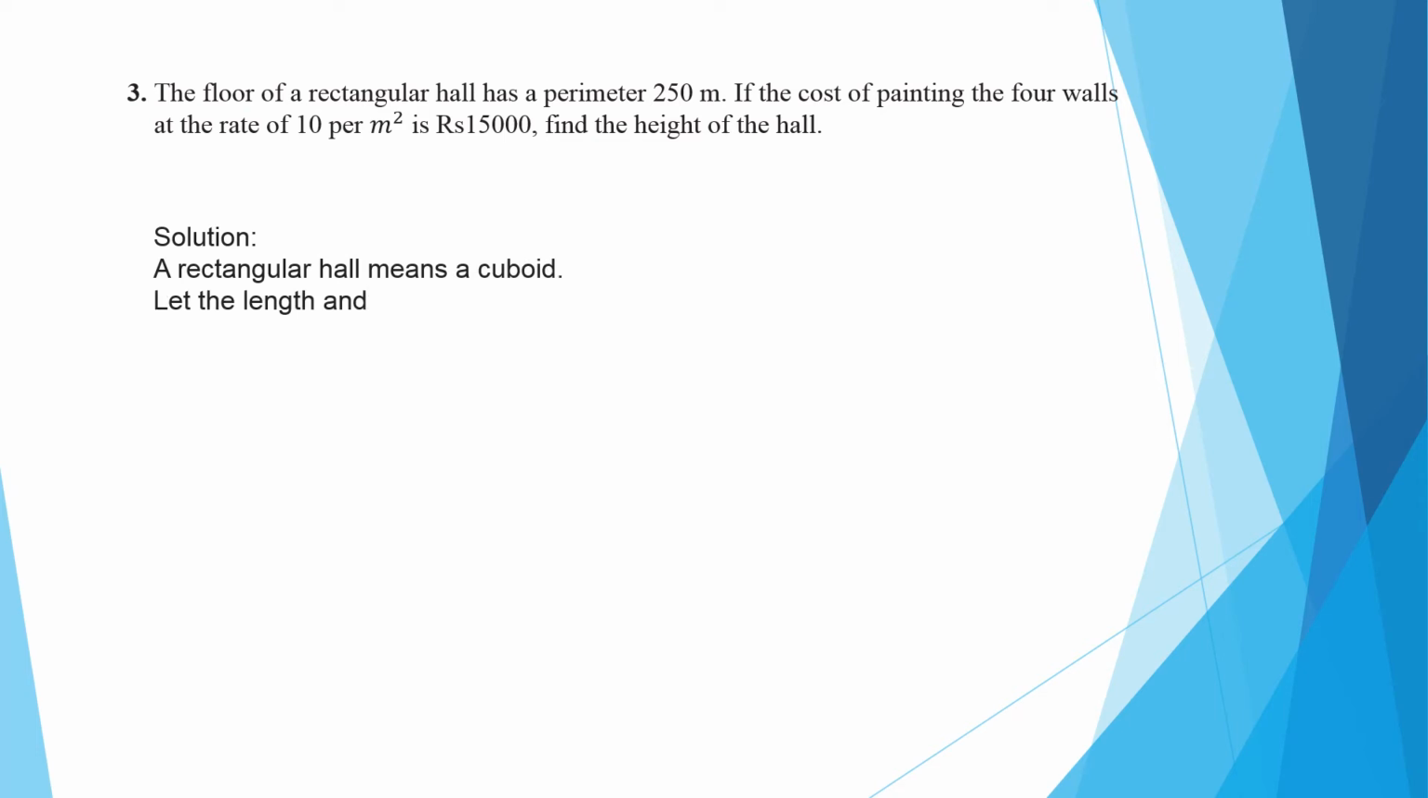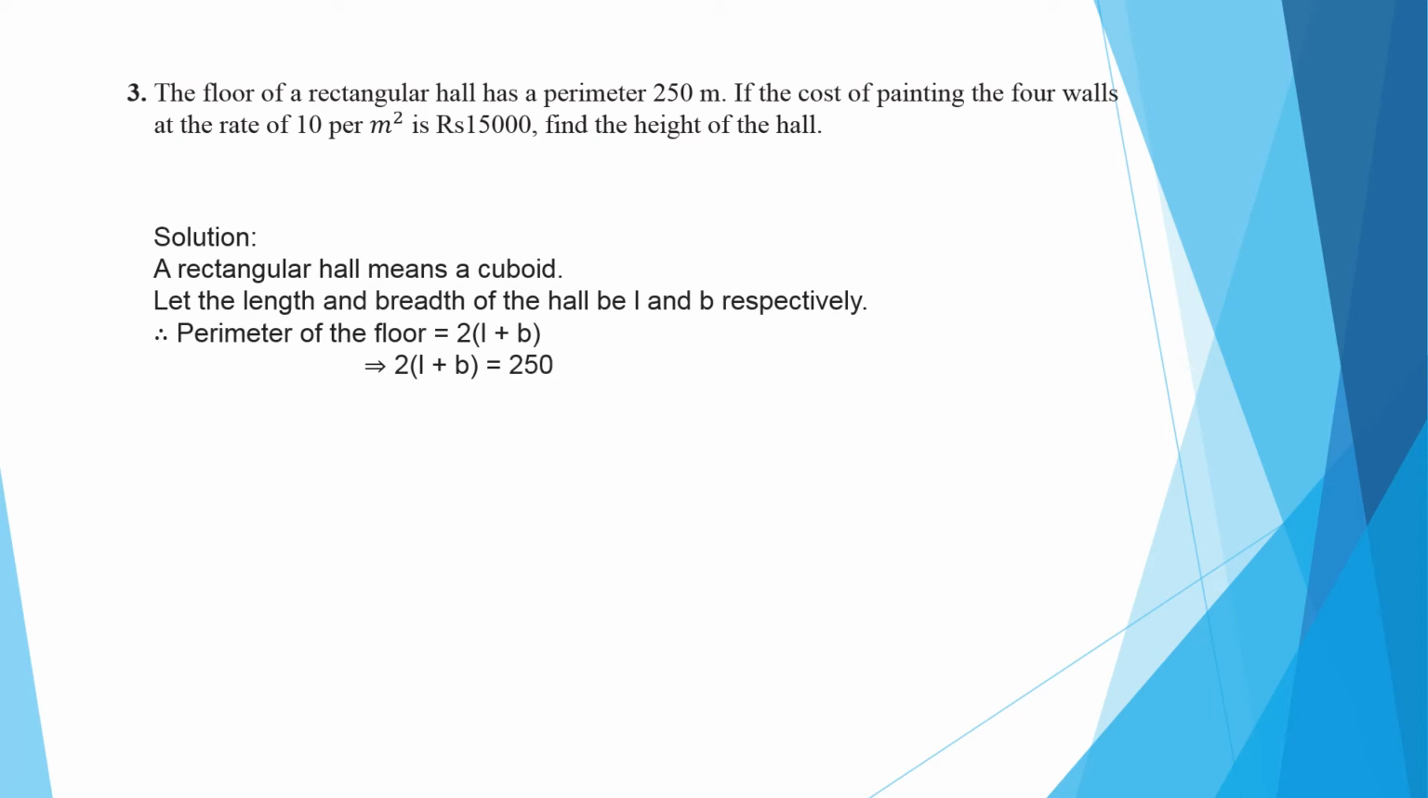Let the length and breadth of the hall be L and B respectively, of course, because it is not given. Now perimeter is given 250 meters, so perimeter of the floor is equal to 2 times (L plus B). Now 2 times (L plus B) is equal to 250. Now it is also said that the area of 4 walls, that is lateral surface area, is equal to 2 times (L plus B) into H, where H is the height.